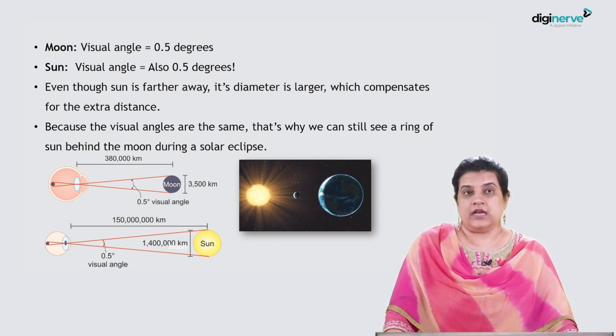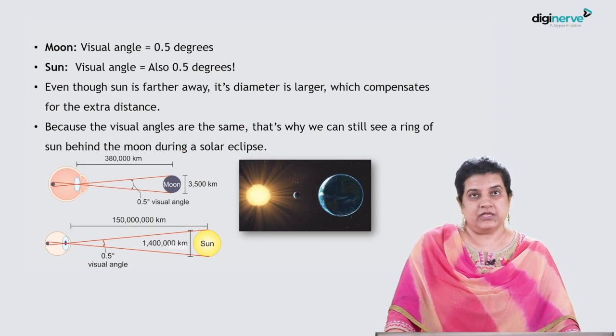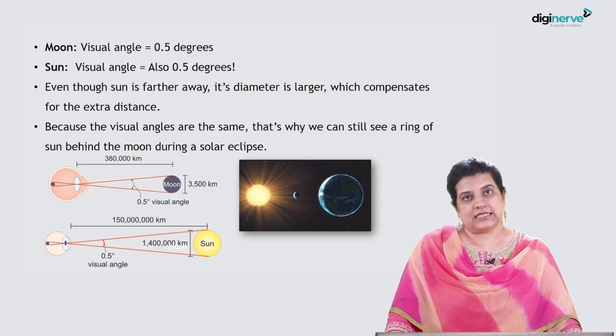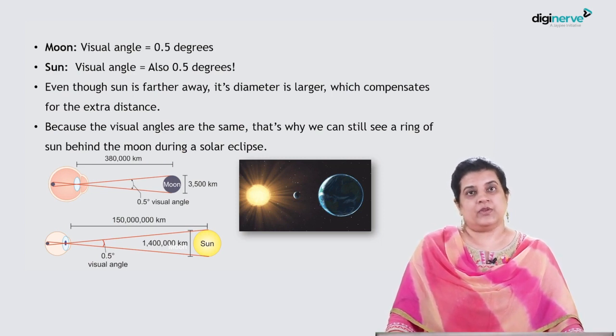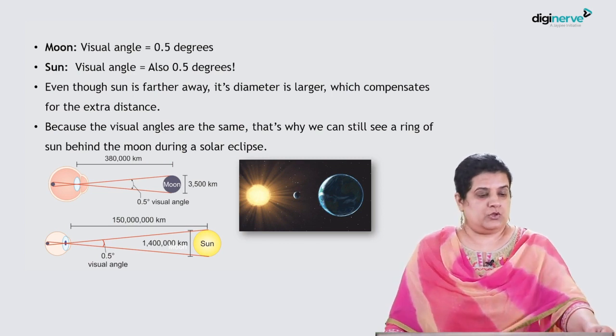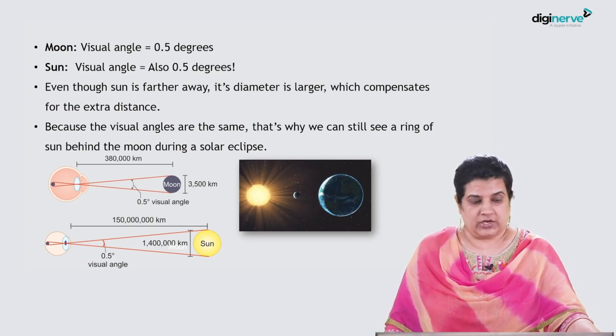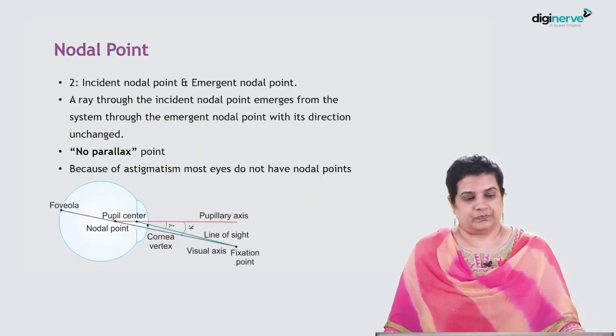Even though the sun is farther away, its diameter is quite large, much more than the moon, and that compensates for the extra distance. And since the visual angles are the same, that's why we can still see a ring of sun behind the moon whenever there is a solar eclipse. So it's the distance from the observer and the size of the object that really makes a difference.